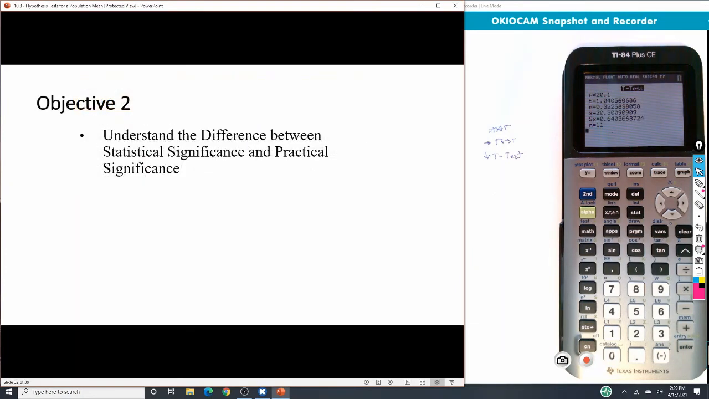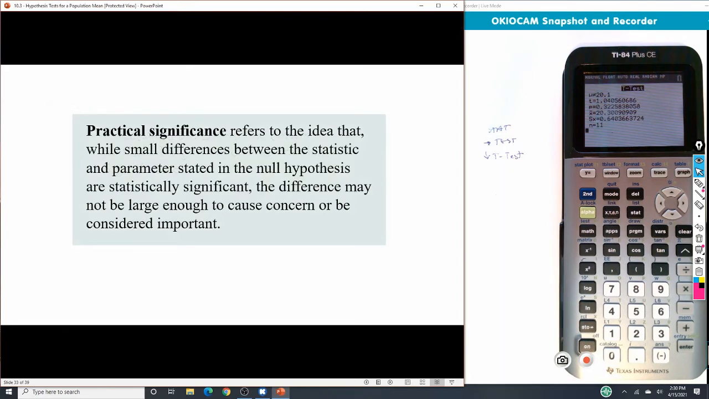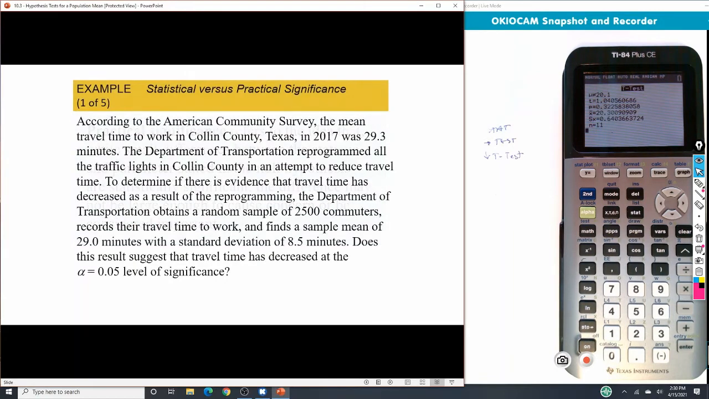All right, now we also need to look at statistical significance versus practical significance. Okay. Now, practical significance refers to the idea that small differences may have a statistical significance, but in real life aren't really that important. Okay.